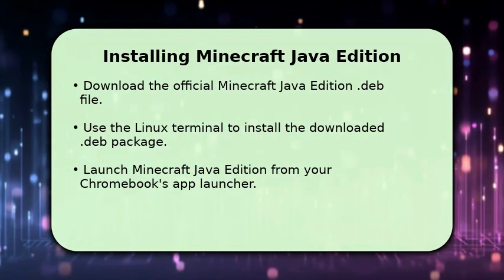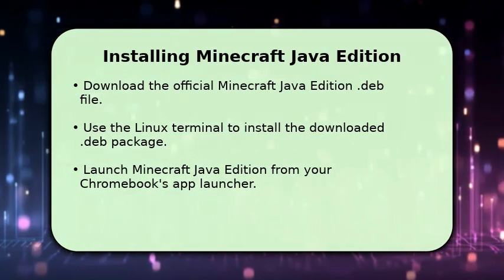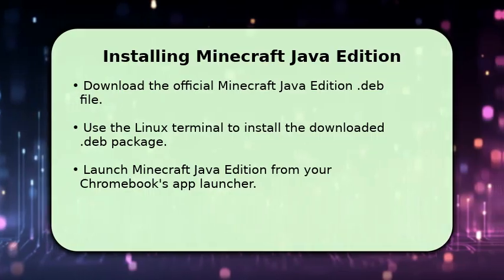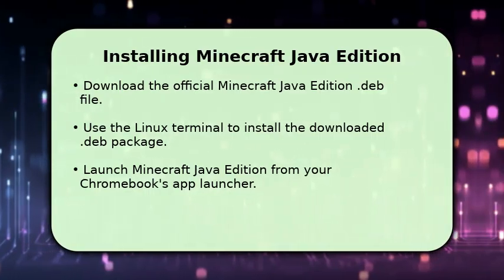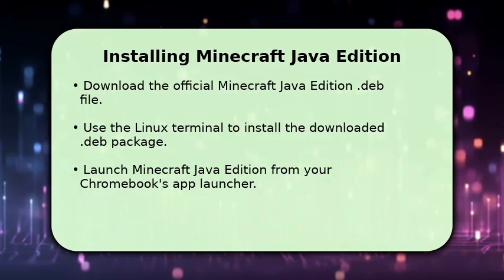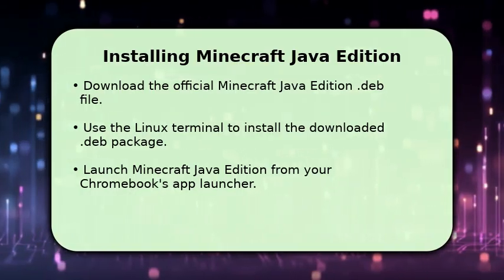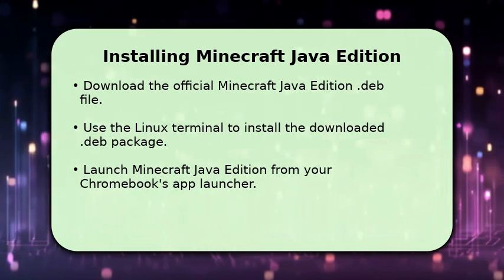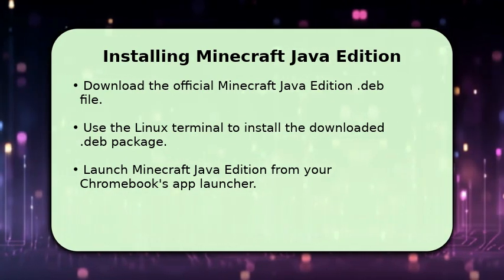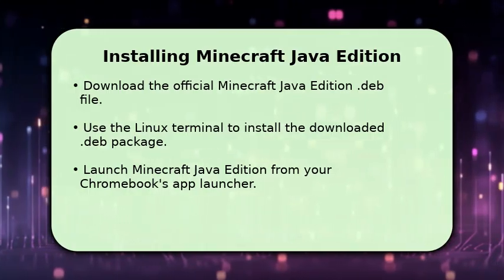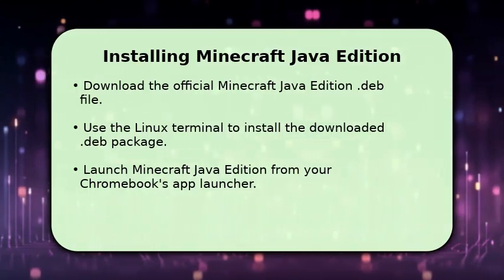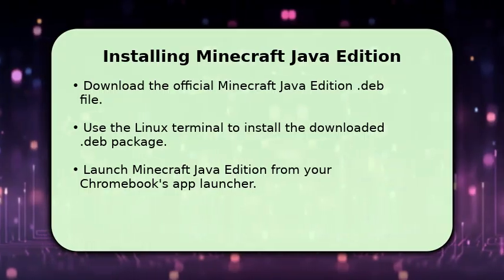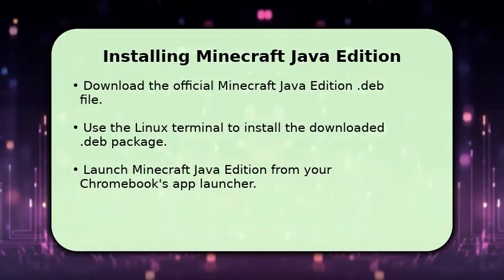Once Linux and Java are set up, download the official Minecraft Java edition .deb file from the Minecraft website. Save this file to your Linux files folder. Next, open your Linux terminal and use the command sudo dpkg -i minecraft.deb to install the game. After successful installation, you can find and launch Minecraft Java Edition directly from your Chromebook's application launcher, ready for adventure.